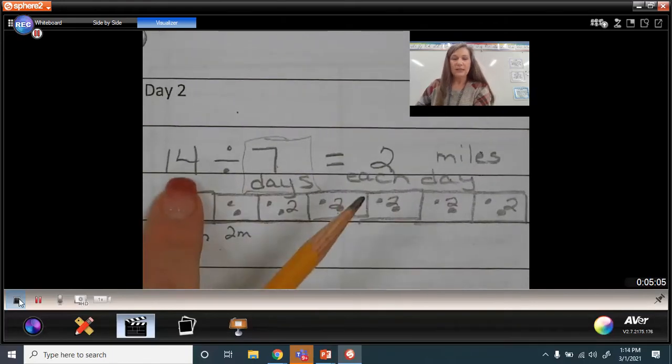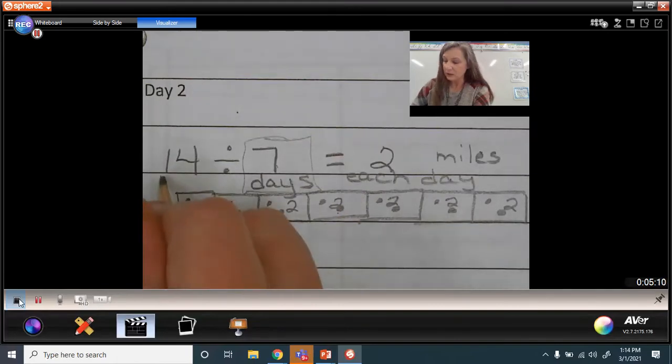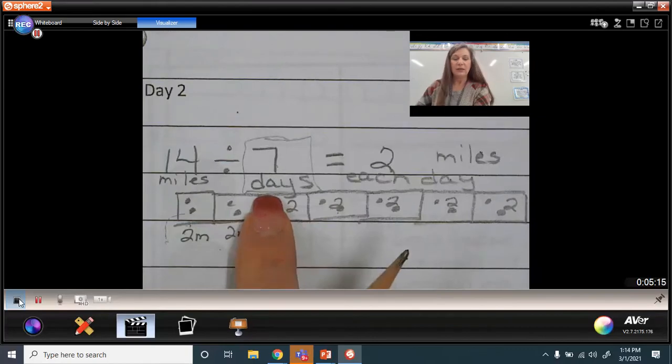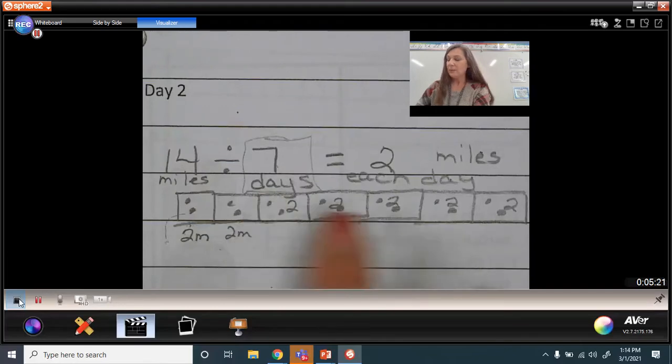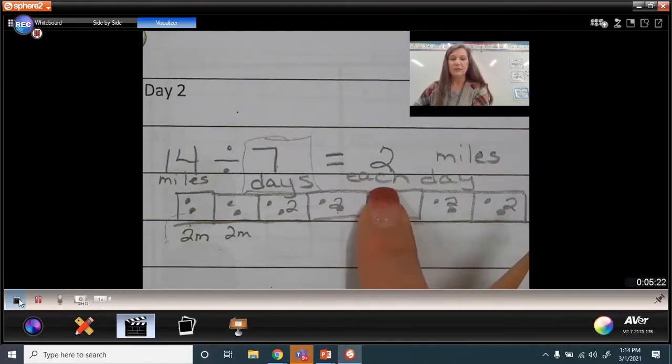So 14 is your dividend. That's your total number of objects. In this case, you're talking about the miles. These are my total miles. I'm going to share them equally between the 7 days. I'm going to break it up between the 7 days, and when I break it up between the 7 days, I'm going to get 2 miles each day.